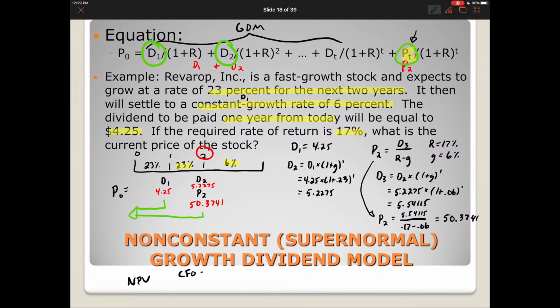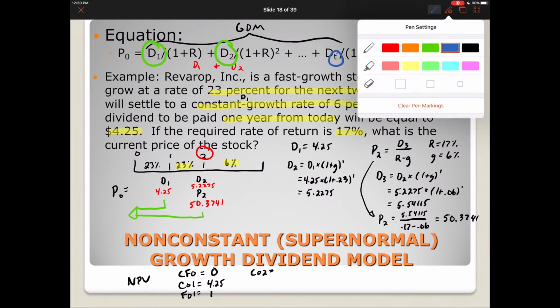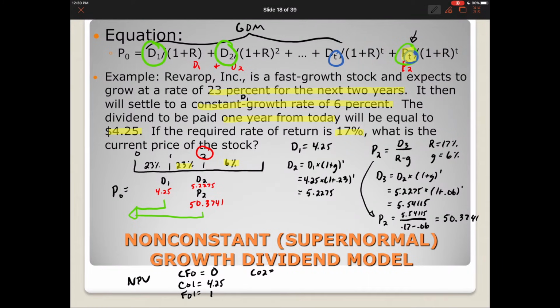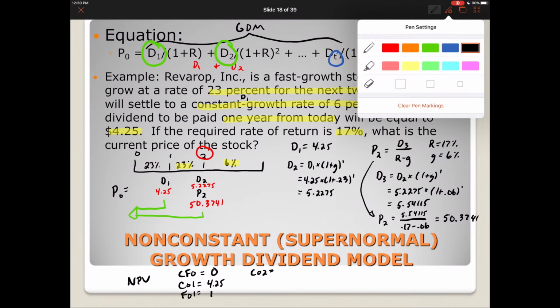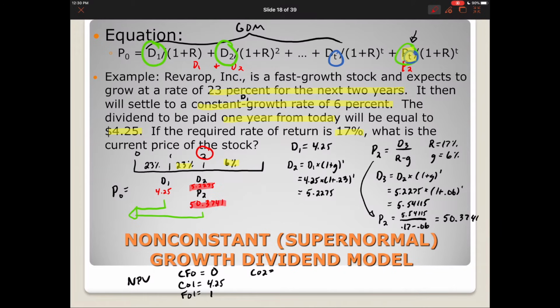Our CF0 is the cash flow in time period 0. If we look at our timeline, we do not have a cash flow in time period 0. C01 represents the cash flow that needs to be discounted back one period, so $4.25. F01 is how many times that cash flow occurs, just one. And so then with C02, even if you look at our equation up here at the top, you notice that the last dividend during the non-constant growth and the price when the growth becomes constant are going to be discounted back the same number of periods. So both of these cash flows, the last dividend and the price, need to be discounted back 2 periods.